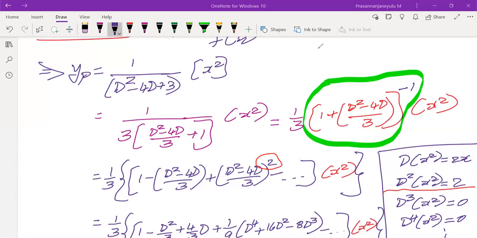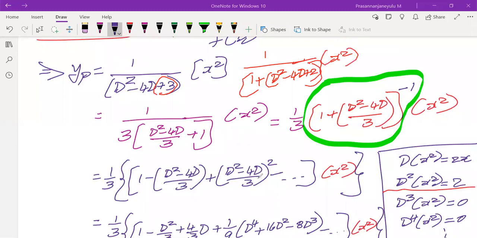And one more point. Sir, why should I have to take 3 common? Why can't I write the denominator like this: 1 plus d square minus 4d plus 2? Yes or no? Can we write like this? Yes, we can write like this, of x square, but this is not acceptable. Why? I'll tell you. The reason I just mentioned: up to which derivative does it exist? The derivative of x square exists up to the second derivative. From the third derivative onwards, all are zeros.